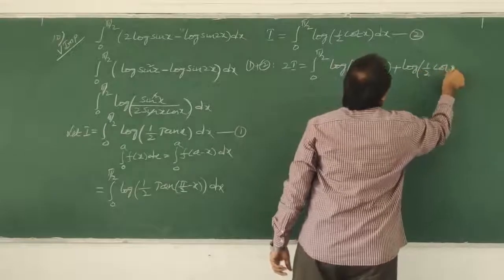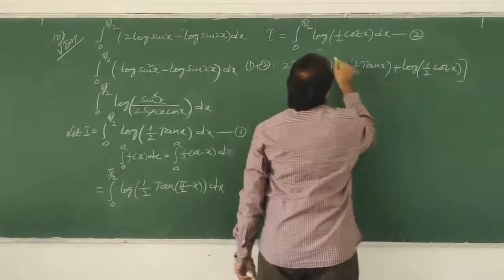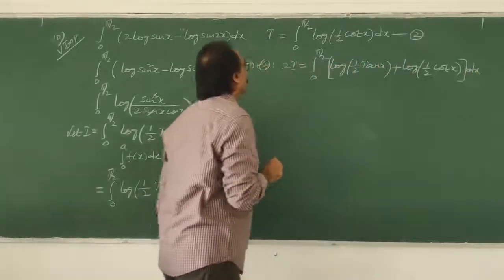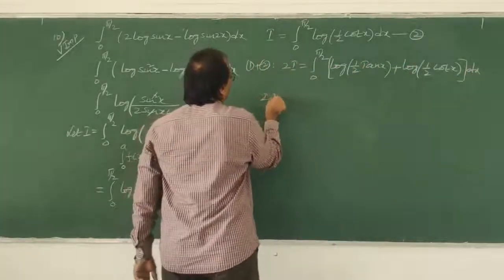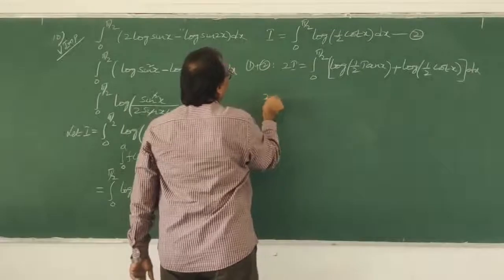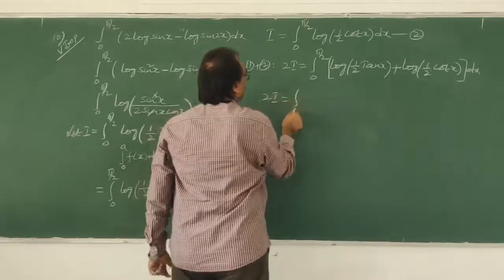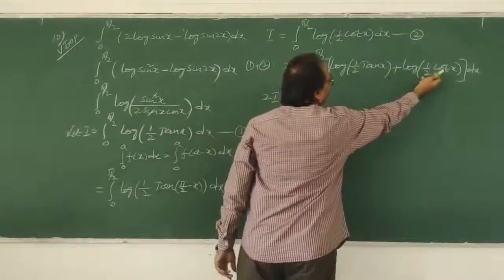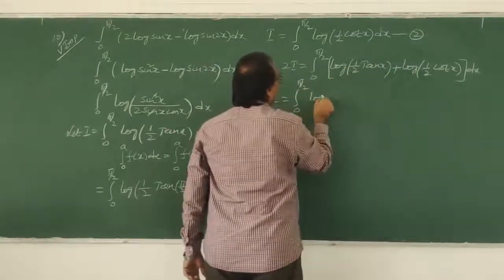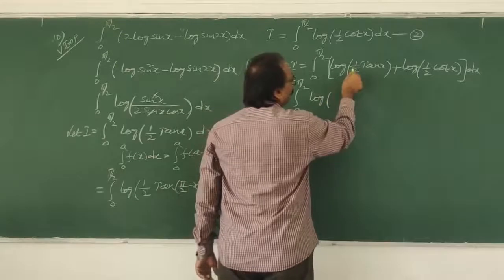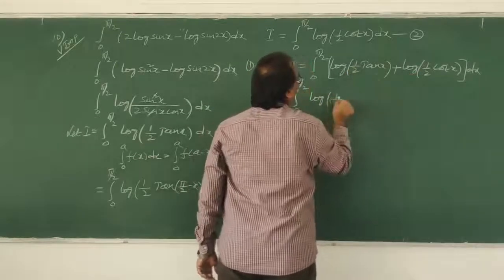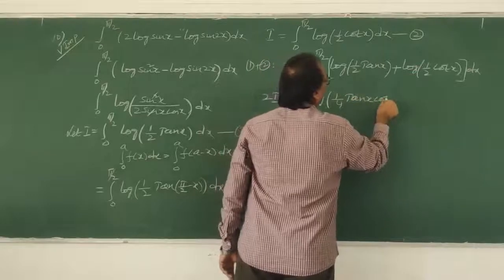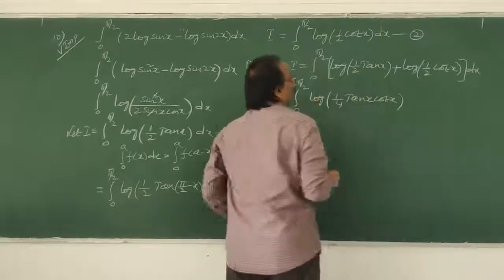So log of half tan x into log of half cot x dx, this is there. So now 2i, how much will you write now? 2i is equal to integral 0 to pi by 2 of log a plus log b. Log ab means a is 1 by 2 into 1 by 2, 1 by 4, into tan x into cot x, correct or not? You tell me. Correct only, no?